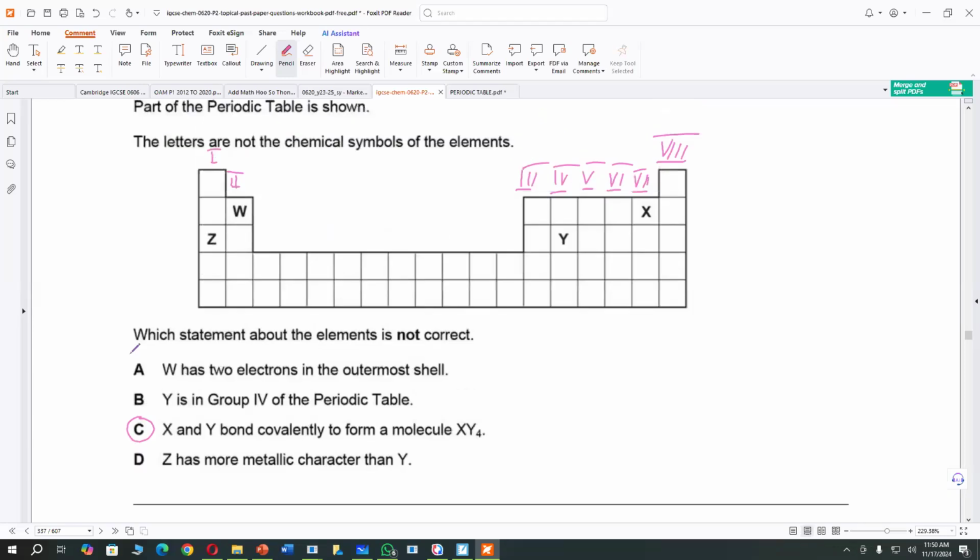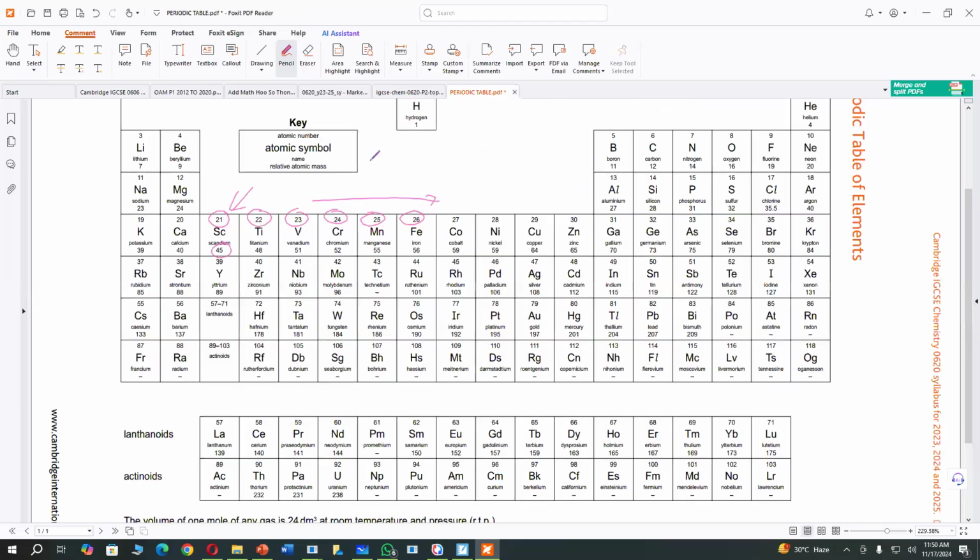You can look at the periodic table always and make a habit of looking at it again and again. Look, this is group 4. Carbon, silicon, germanium are non-metals. Tin is a metal, lead is a metal. These two are metals. So why is it incorrect?